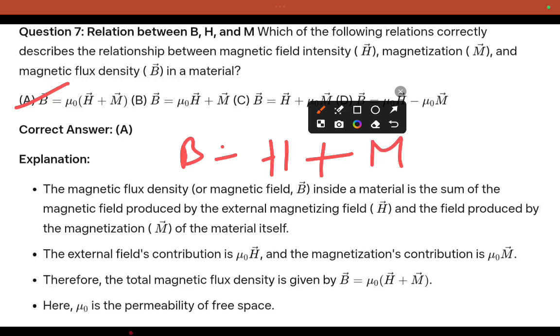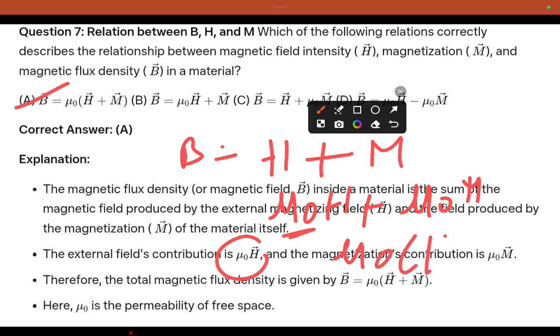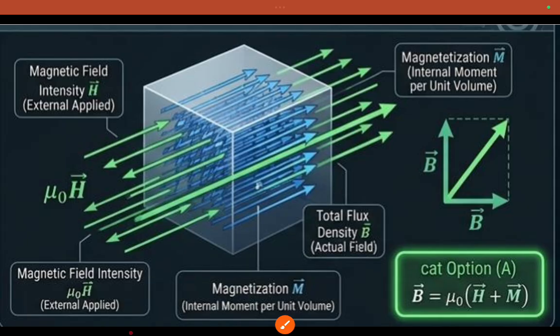So the external field contributes, what did it contribute? Mu naught H, and this is mu naught M. So what is the common? Mu naught. So that is mu naught of H plus M, where mu naught is nothing but the permeability of free space. So this is about representation.